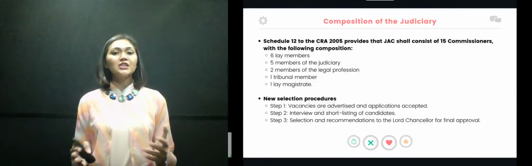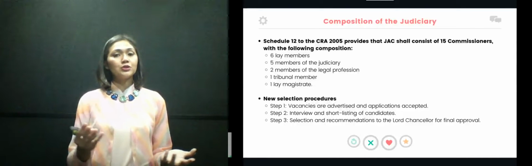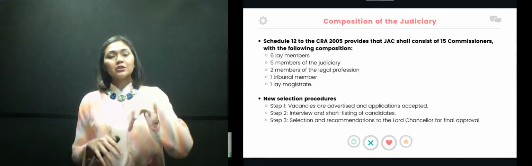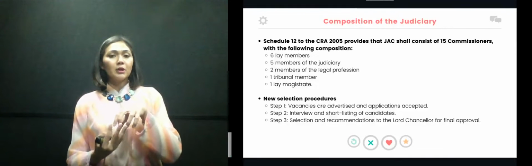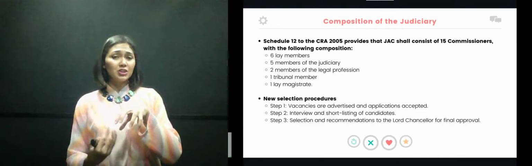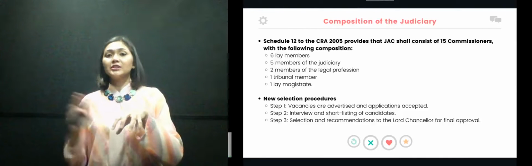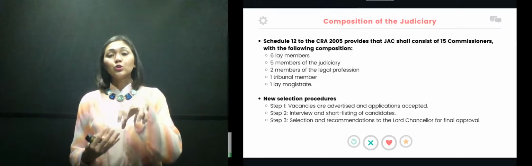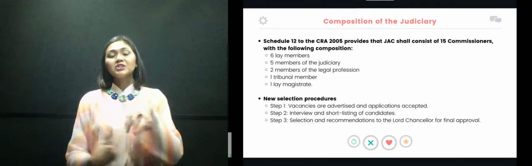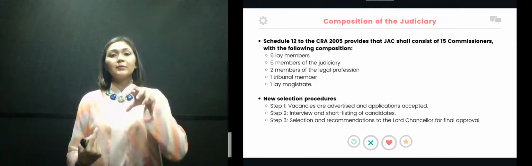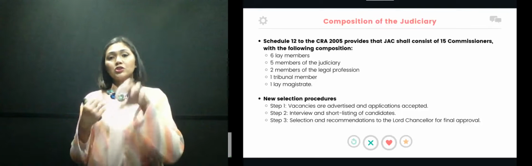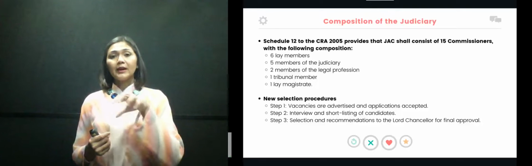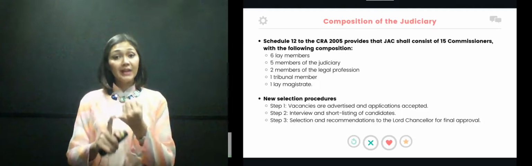So who sits in JAC, the Judicial Appointments Commission? When you establish this commission, it can't be all judges, because then all of them know each other. So there will again be a conflict of interest: I know this person, I know that person, he's my friend, he's my nephew. In order to be fair, the composition varies in terms of their experience. It shall consist of 15 commissioners, and it consists of lay members.